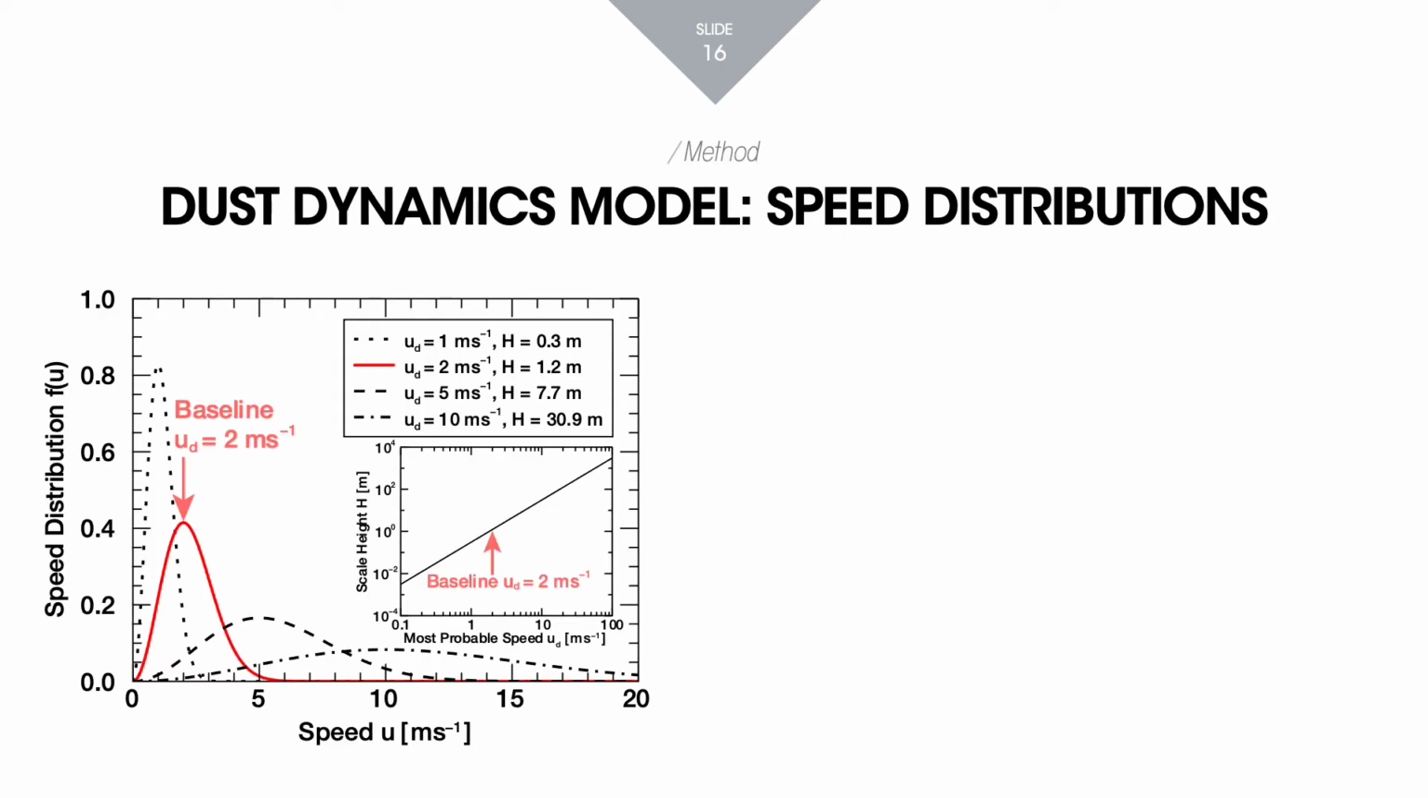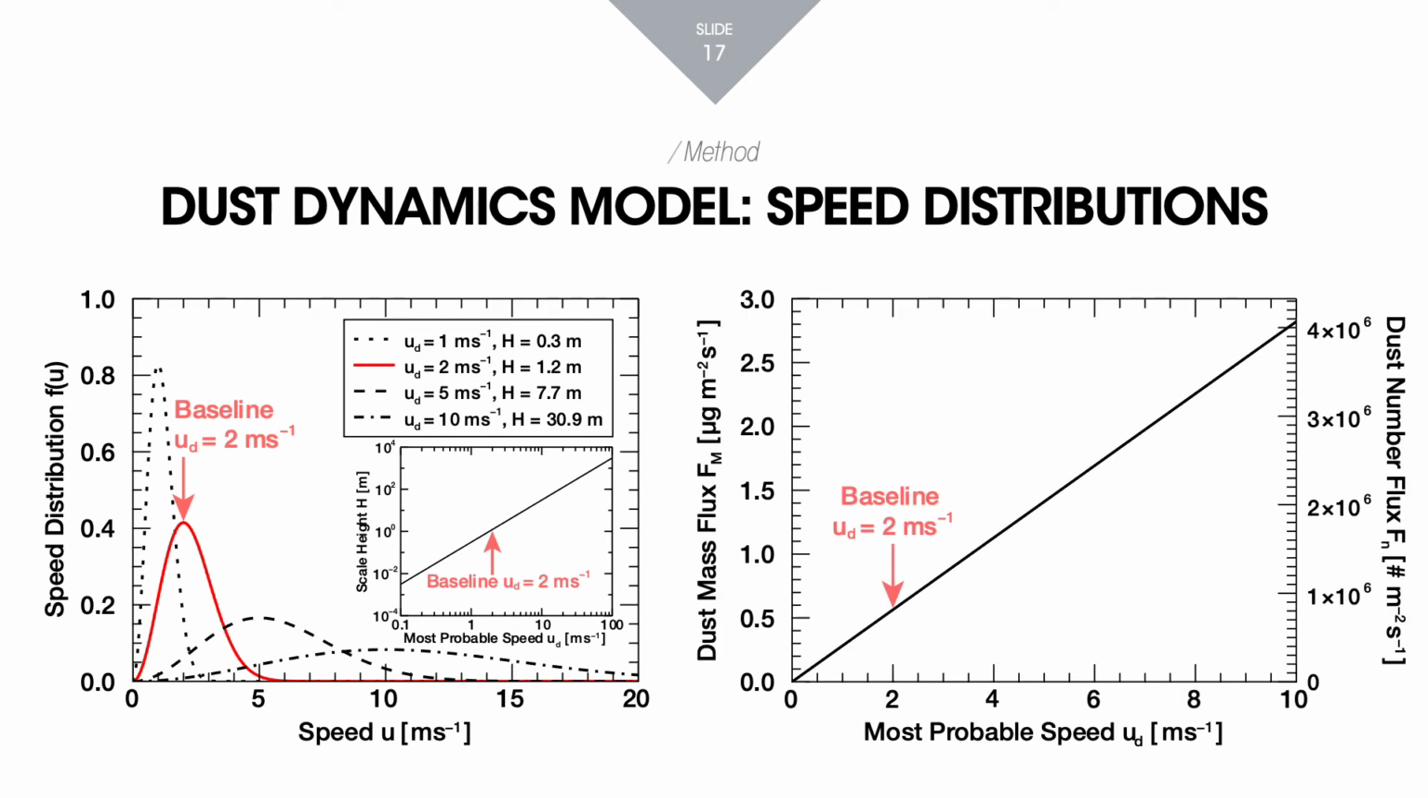A key parameter of the dust dynamics model is the most probable speed, UD, which controls the resulting Gaussian speed and velocity distributions. To illustrate its effect, we start with this figure on the left-hand side. This shows speed distributions for values of UD varying between 1 and 10 meters per second. The effect on the scale height is shown on the inset plot. Increasing UD leads to broader distributions with higher scale heights. For this study, UD was set to 2 meters per second.